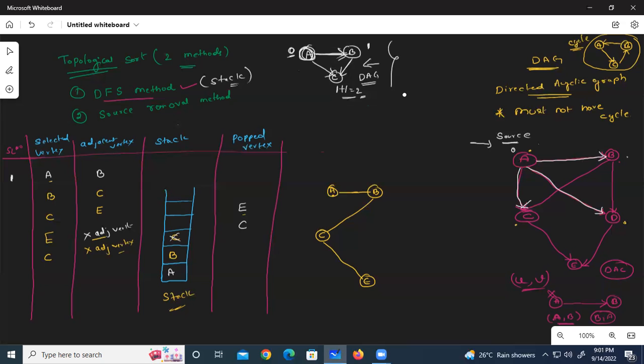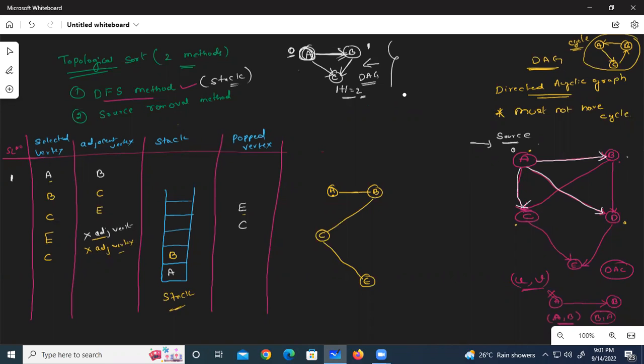What do you have to do? So that's it, over. Okay, that is fine. So I am going to remove this vertex from here. See here, I removed it. Over. Again, what is left? Here in the stack B is left. C is also over. There is no adjacent vertex.